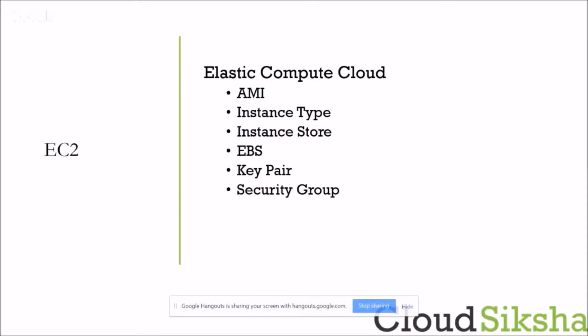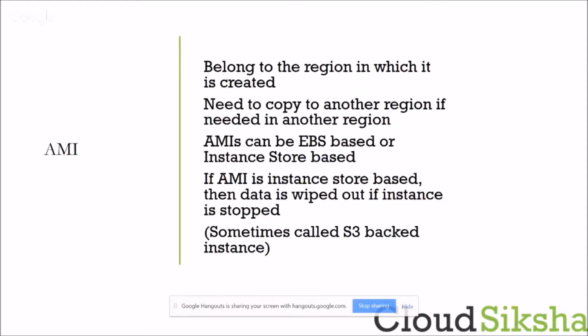Now, EC2, as you all know, is Elastic Compute Cloud. And the important segments within EC2 are the AMI, the Amazon Machine Image, the instance type, the instance store, the Elastic Block Store, the key pair, the security group. These are some of the important aspects of EC2. I'll be looking at some of them which appear many times in the exam. So let us talk about those. First is the AMI.